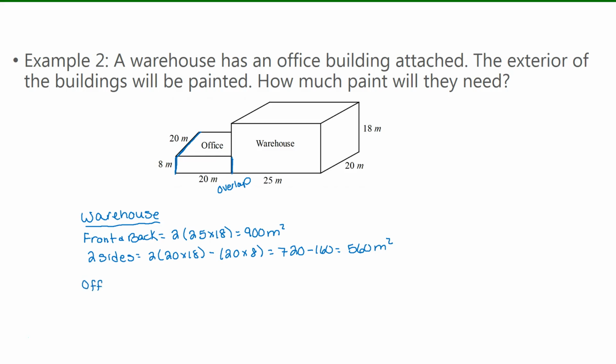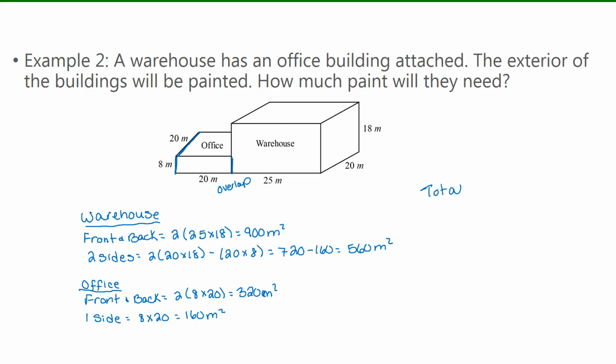Now for the office, the front and back will give me 2 times 8 times 20, which is 320 meters squared. And now I'm not going to do the two sides because one side is covered up. I'm only going to do one side, which is 8 times 20, or 160.